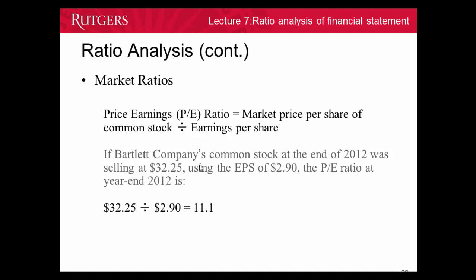And again, if we assume that this company's common stock at the end of 2012 was selling at 32.25, and using the earnings per share we calculated, which is 2.9, we obtain the PE ratio, which is 11.1.